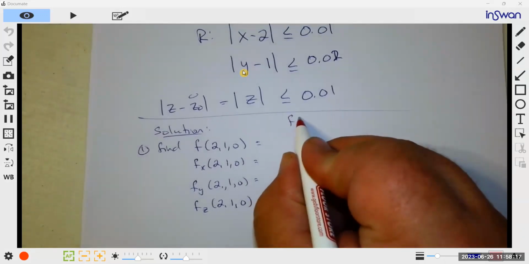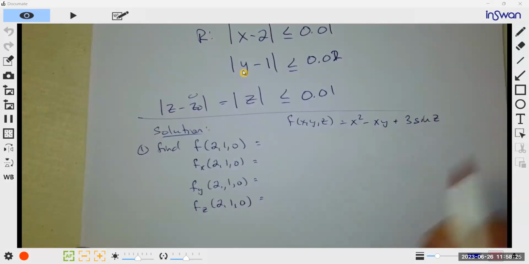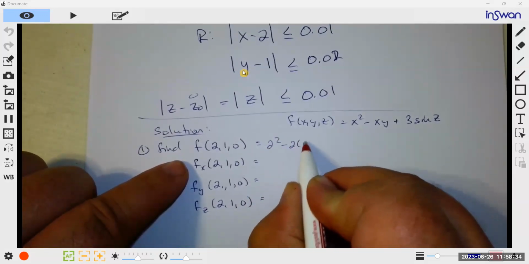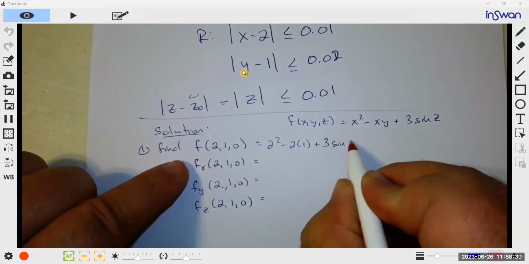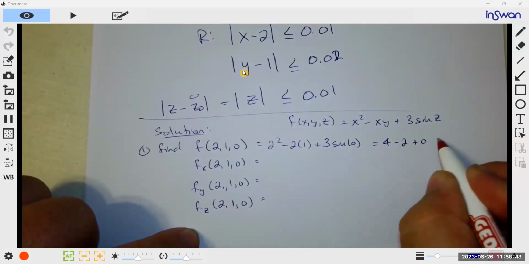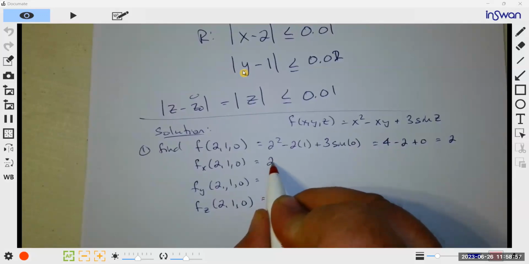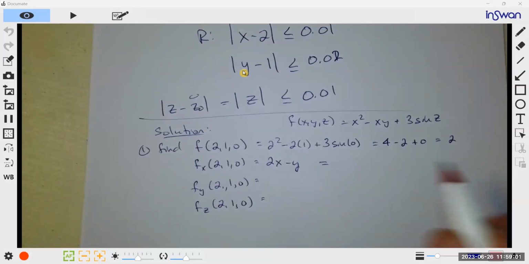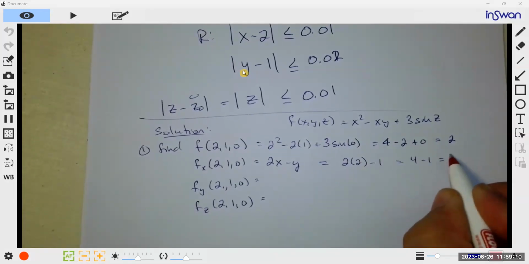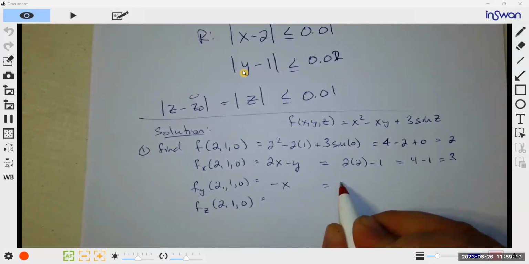So our function again is x squared minus xy plus 3 sine z. So we have 2 squared minus 2 times 1 plus 3 sine 0. 4 minus 2 plus 0 is 2. The partial with respect to x is 2x minus y. At (2, 1, 0), we have 2 times 2 minus 1. 4 minus 1 is 3. With respect to y, that goes to 0, so we have negative x. So it's negative 2.